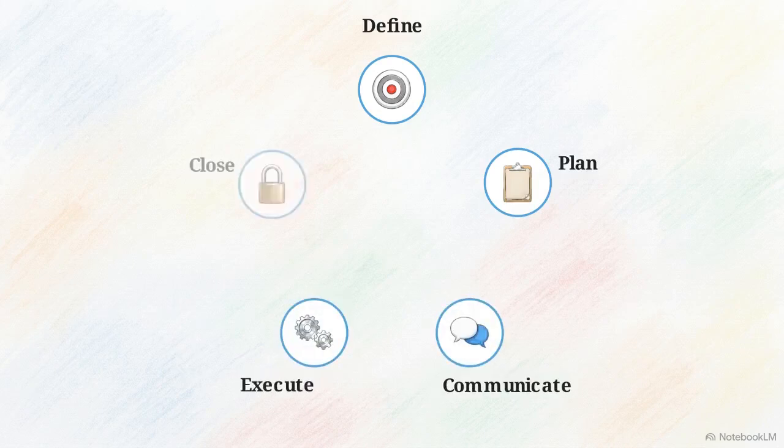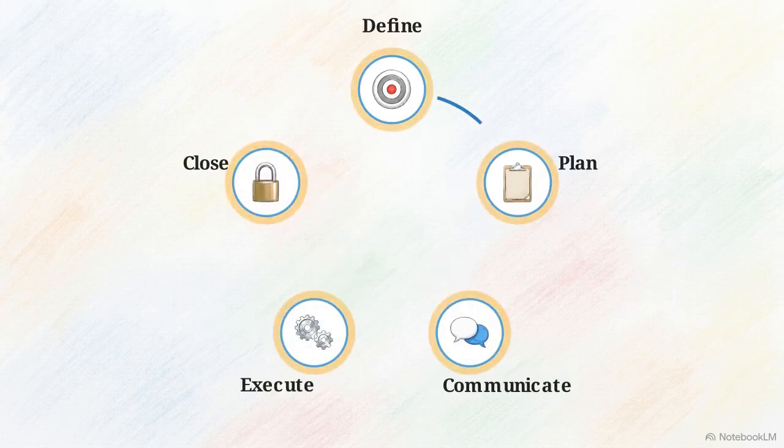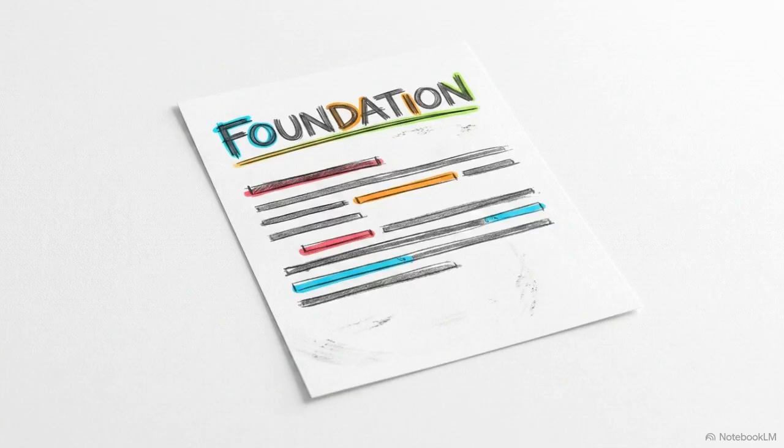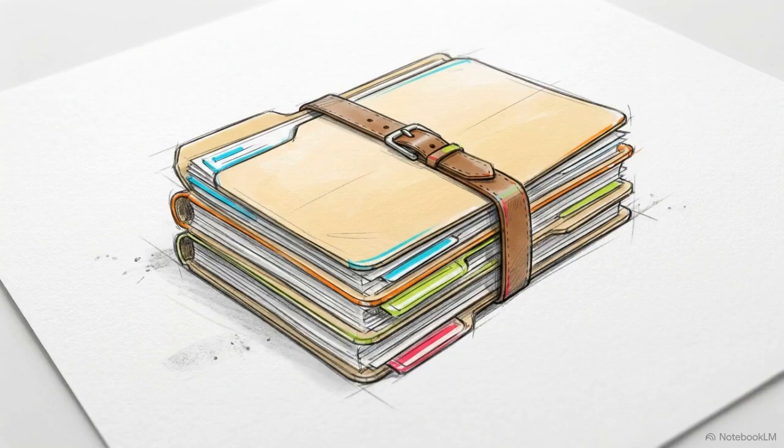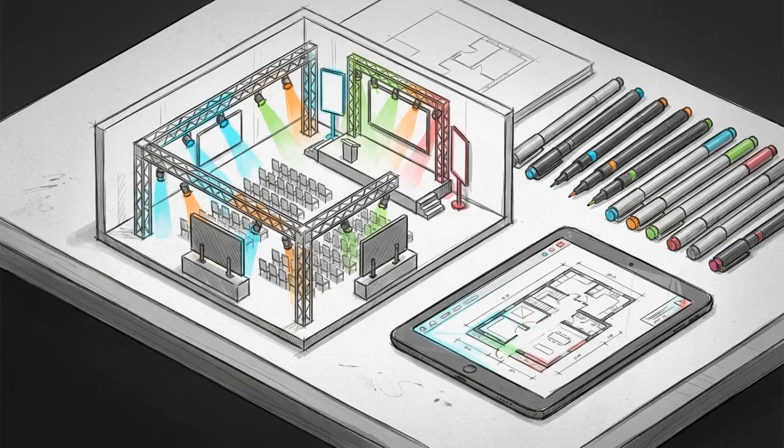Define, plan, communicate, execute, close. These 5 stages form a repeatable cycle for taking any idea and making it a reality. By using a charter, breaking down the work, tracking the progress, and documenting the results, you have built a plan that transforms an idea into a structured, manageable project.